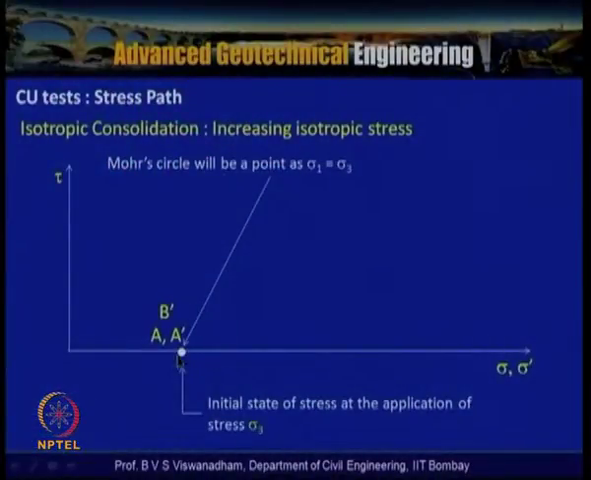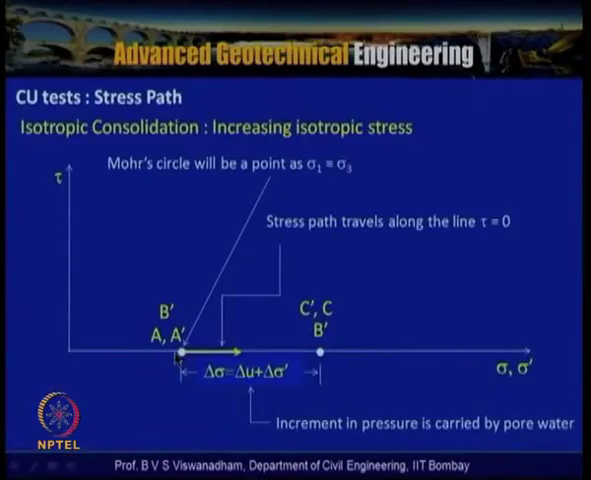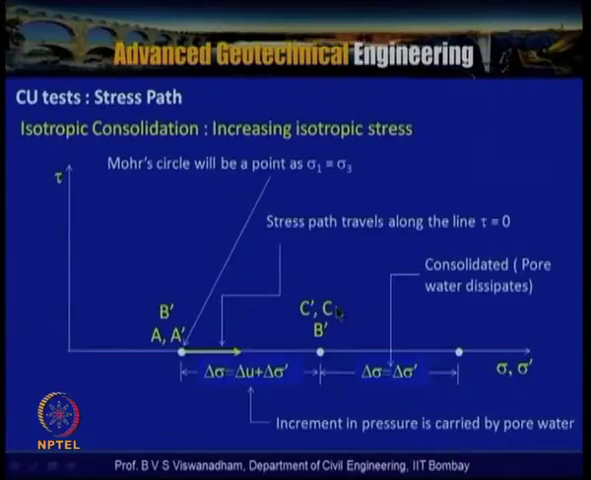The stress path for isotropic consolidation remains identically the same in both CD and CU triaxial tests. For isotropic compression, initially CD and CU are one and the same. This we have discussed. The Mohr circle is initially a point with zero radius, and the stress path travels along tau equal to 0. We discussed this during the consolidated drained triaxial test. This is at the end of dissipation of pore water pressure, where the stress of the sample increases by delta sigma dash, which is the amount of pore water pressure dissipated during consolidation.